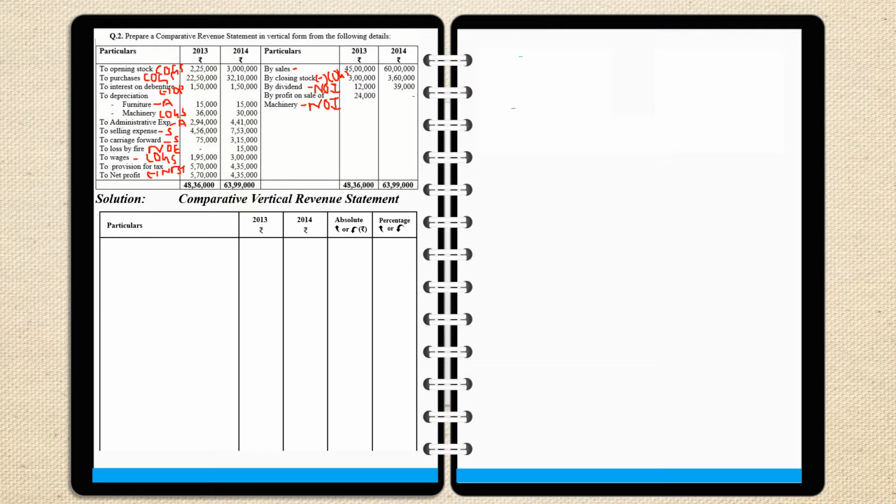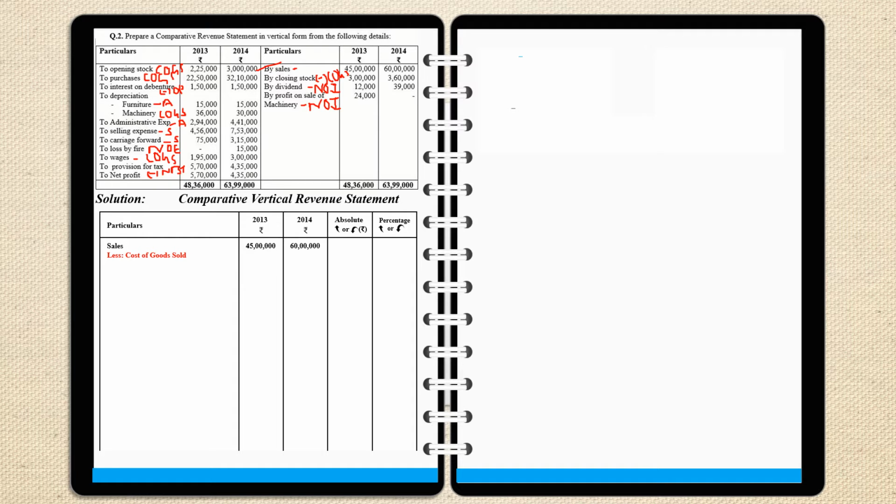Okay, again you need to remember the format. So students, as per the marking, we will post the information in this vertical format. So the vertical format starts with the sales. So write down the sales, and the amount is 45 lakh rupees in 2013 and 60 lakhs in 2014. So sales is done. Then less, the format says we need to deduct the cost of goods sold from the sales. So less cost of goods sold.